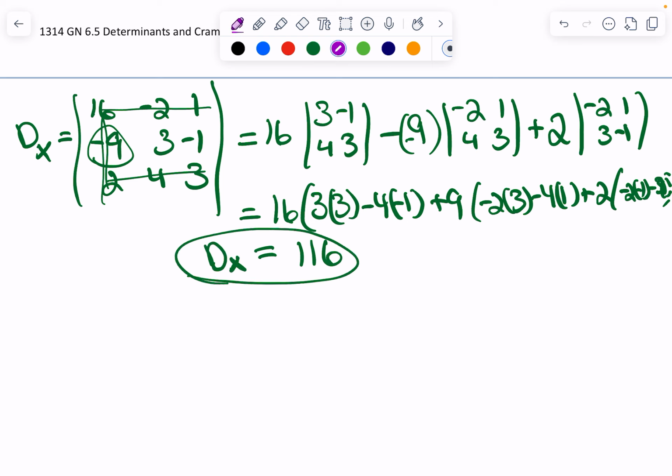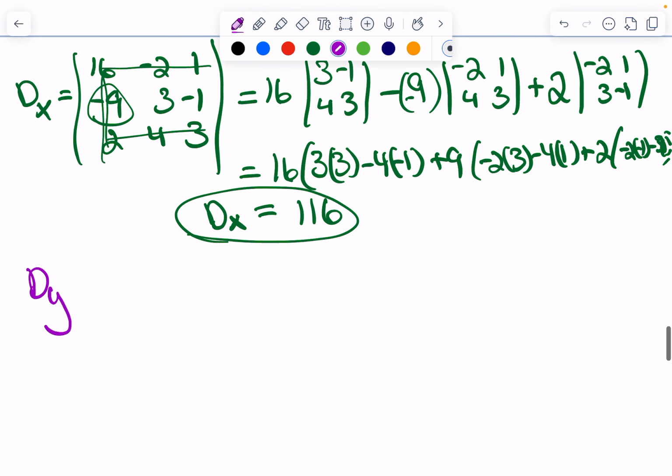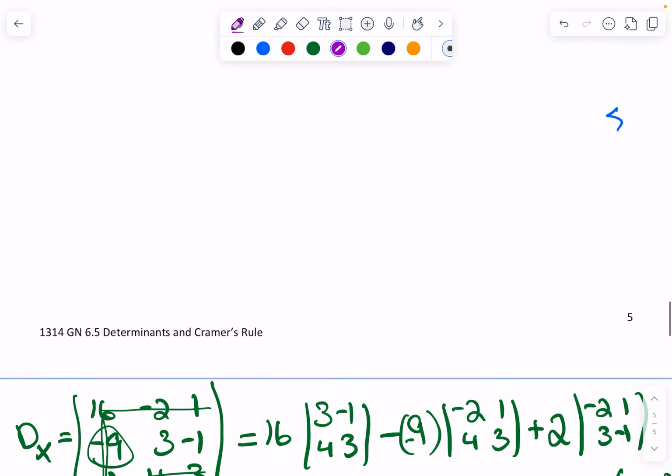Next, D of y, same thing, 3, 2, 1, 16, negative 9, 2, 1, negative 1, 3. These were already written up over here.